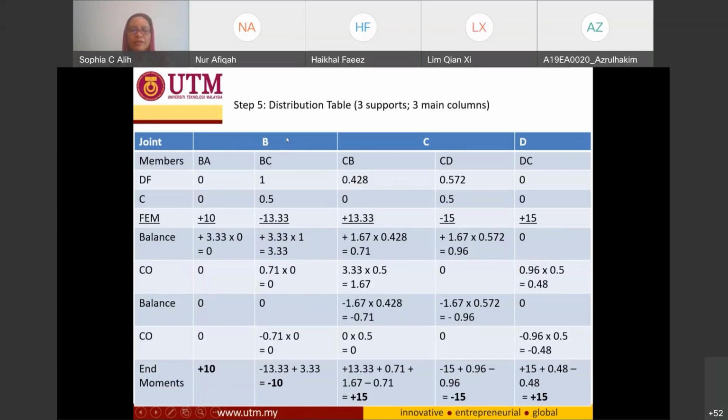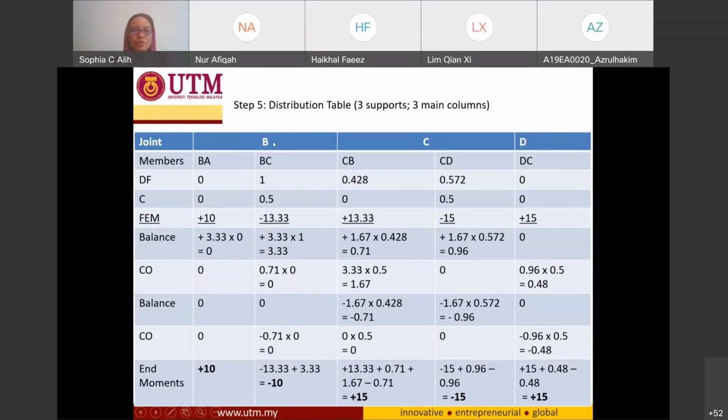Main column number 1 is for joint B, main column number 2 is for joint C, and main column number 3 is for joint D. On the other end, I put here is the joint. So you have joint B, C, and D. Now the next row is for you to include all the members which are attached to that joint.